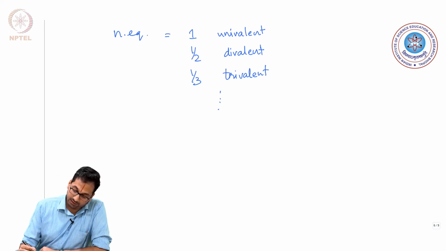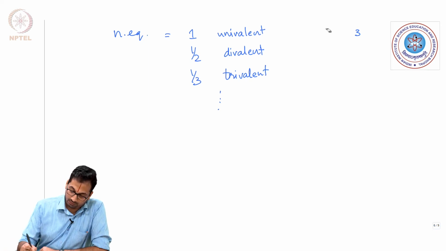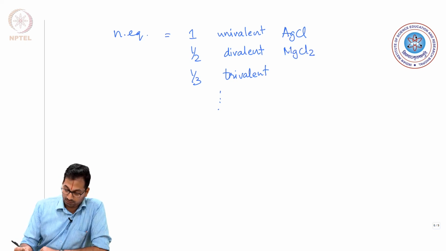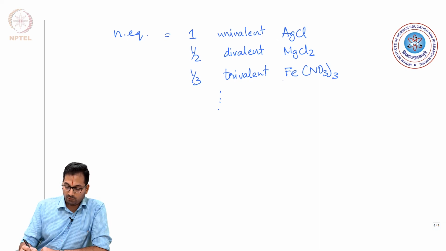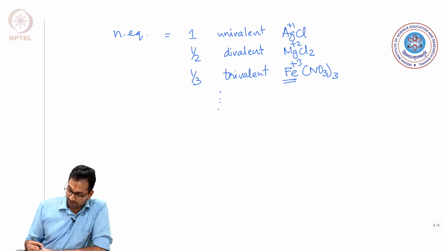So for instance, univalent, what do we mean by univalent? Something like NaCl or silver nitrate. Let me give some examples. Univalent: something like silver chloride. Divalent, one can think of magnesium chloride. Trivalent, one can think of ferric nitrate. So here the equivalence of iron is going to be 1/3, because it's going to be present as +3, +2 and +1. Okay, so now let's try to generalize overall what is equivalent weight.